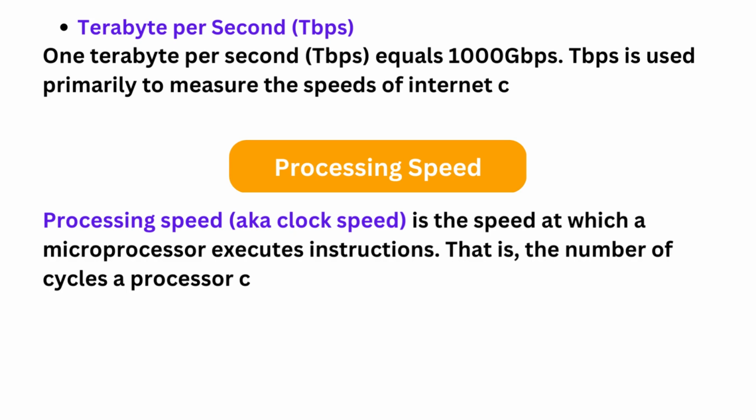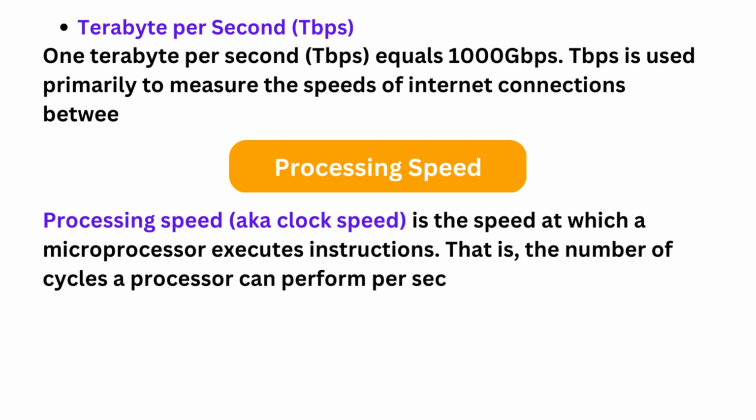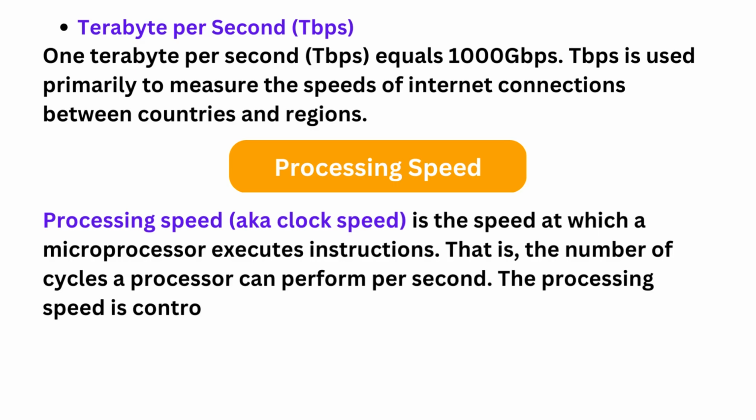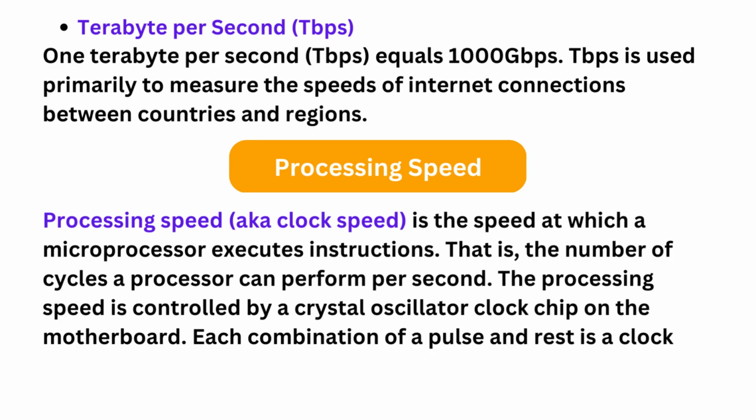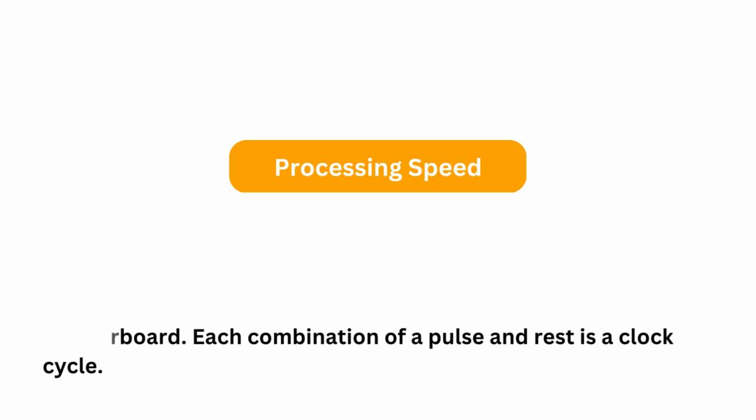Processing speed. Processing speed, also known as clock speed, is the speed at which a microprocessor executes instructions. That is, the number of cycles a processor can perform per second. The processing speed is controlled by a crystal oscillator clock chip on the motherboard. Each combination of a pulse and rest is a clock cycle.